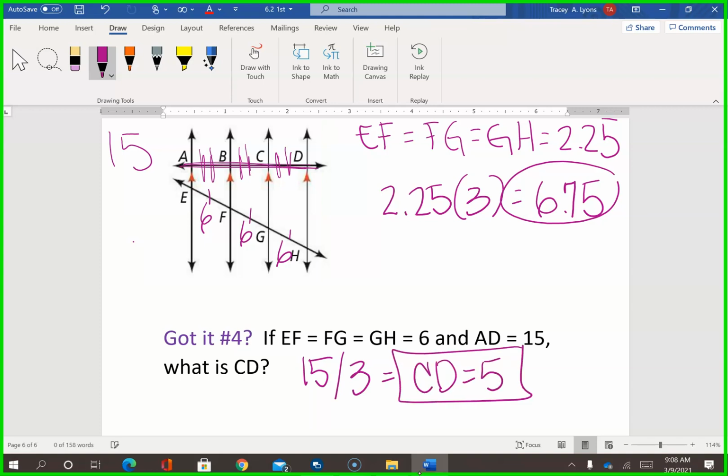So you can go either way. You can take the whole entire thing and divide it in 3 or 4 or whatever it happens to be, or you can find the individual parts as well.